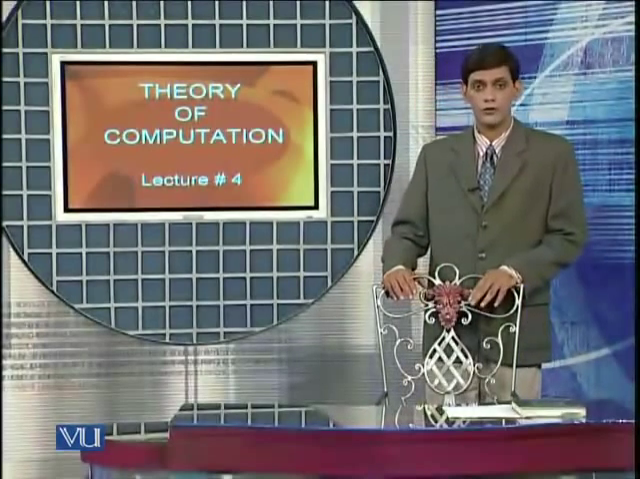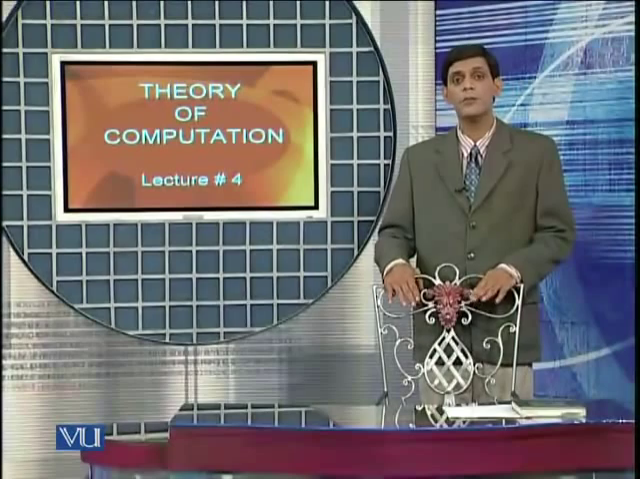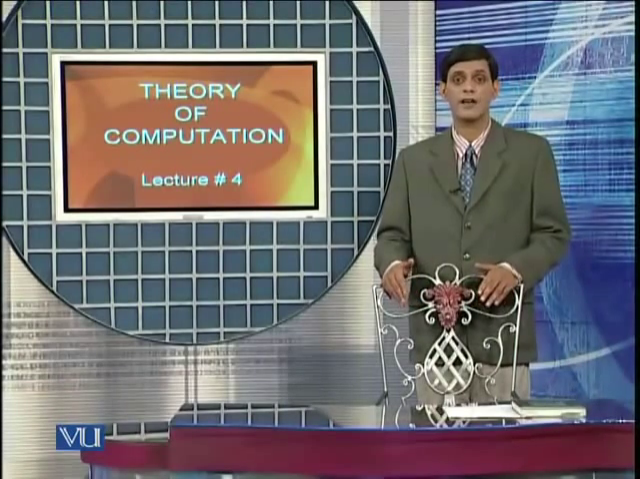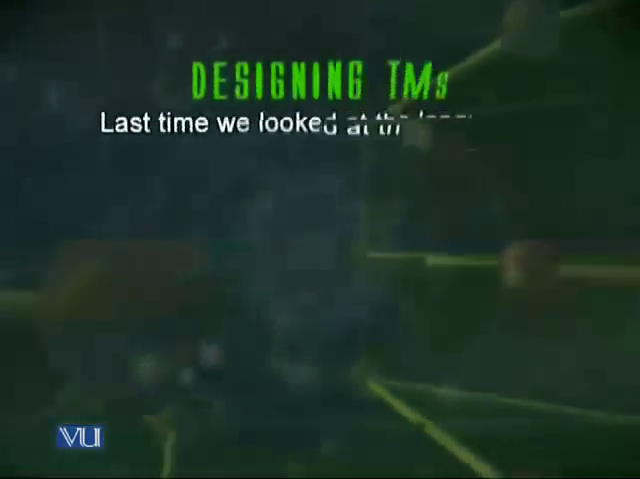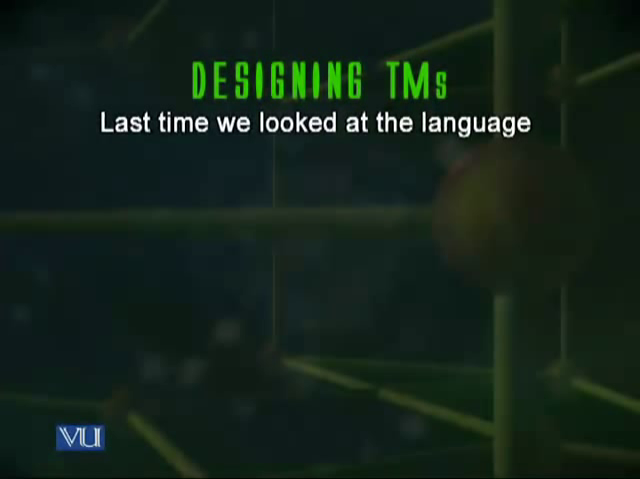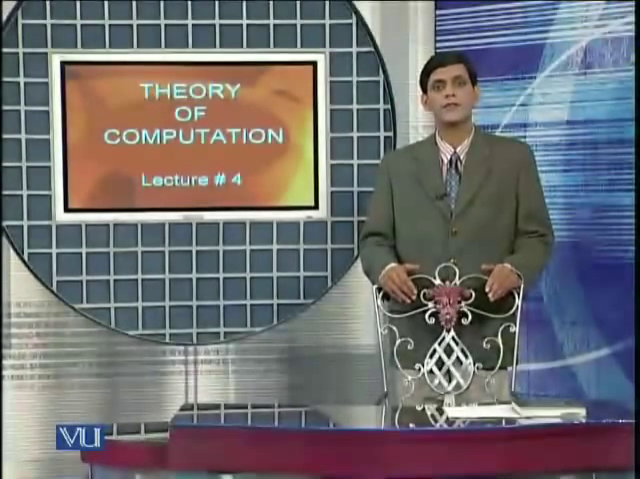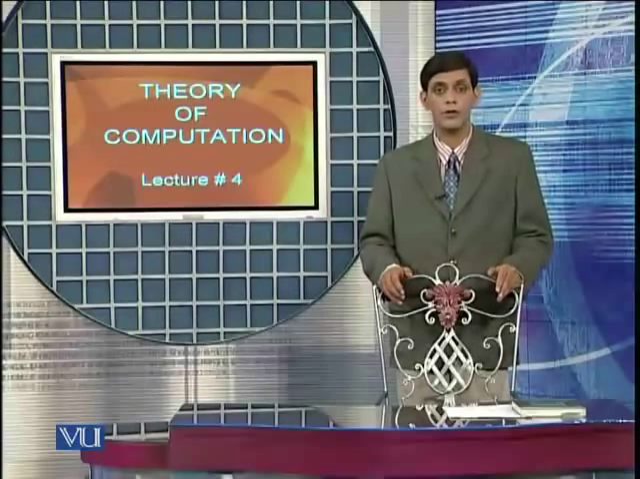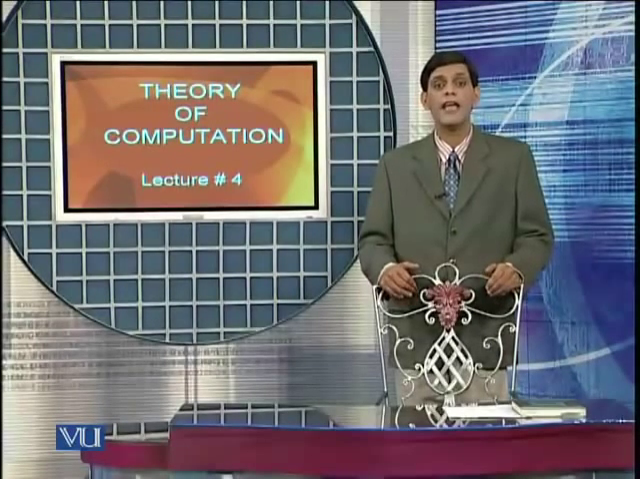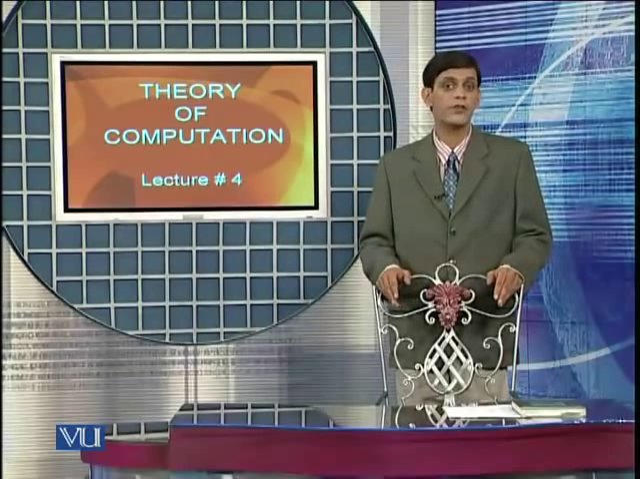Remember that to specify a Turing machine, you must specify the 7 things that are required for the definition. Let's go back and look at the problem that we were looking at in the last lecture. We had a language A, which was the set of all strings of the form 0 to the 2 to the n. This means that the language consists of the strings 0, 00, 0000, 8 zeros, 16 zeros, 32 zeros, 64 zeros, and so on.